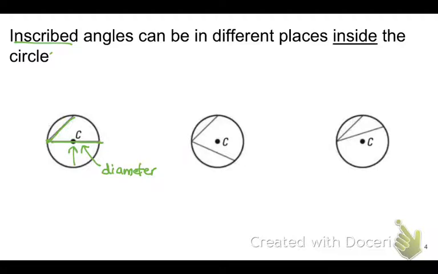In this circle, here's our inscribed angle. Here you have one side on one side of the center and one side on the other, and that's completely fine. It's still an inscribed angle. And finally, in the third one, you have an inscribed angle where both sides happen to be on one side of the center, and that's okay too. So your inscribed angles can look like any of these three.